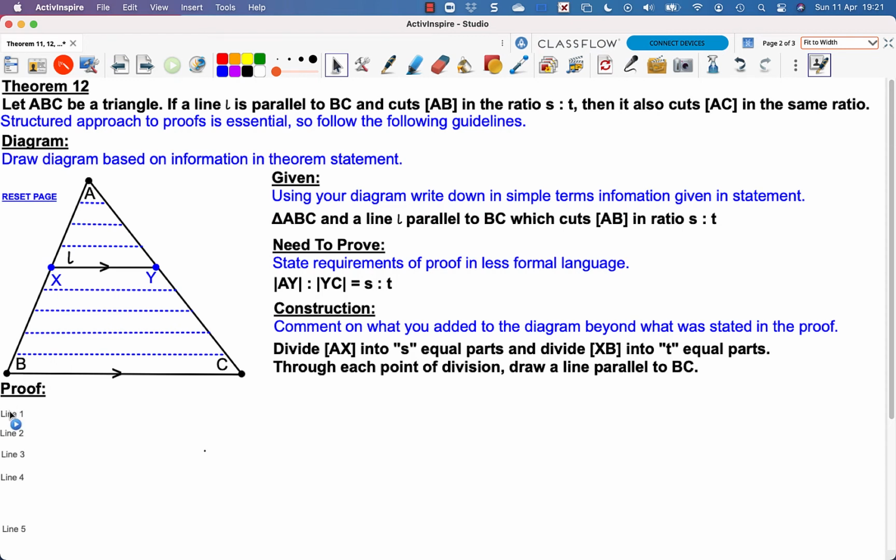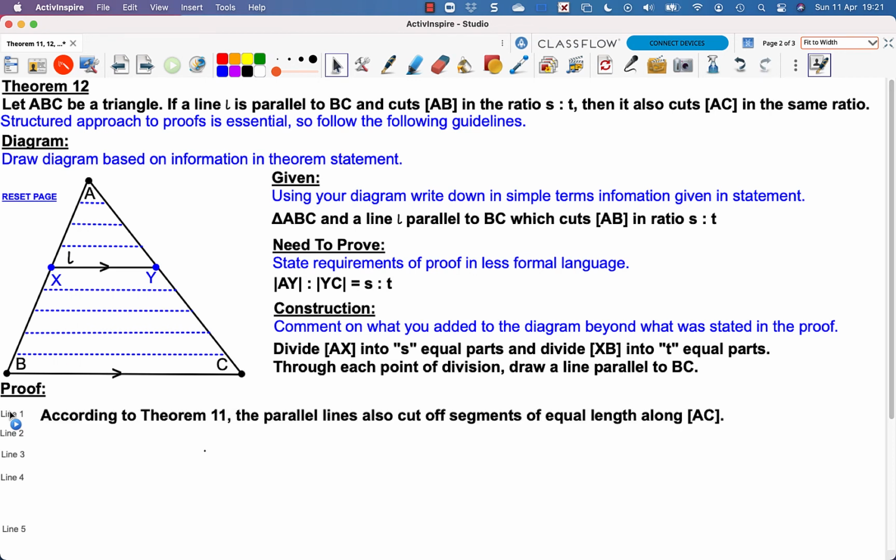So what do we know from Theorem 11? Well, according to Theorem 11, the segments here must be the same length. Each of these segments must be the same length. So we're going to state that the length of one segment is k, and we know that the length of each and every other segment on this line from Theorem 11 will also be of length k. Now, what does that mean? How does that help us?